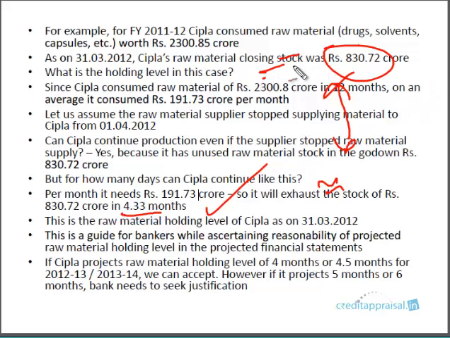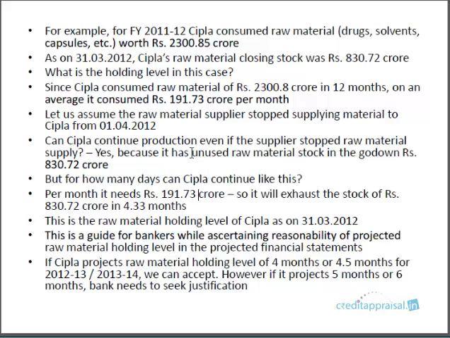But if you give this absolute value and say, is 830 crores reasonable for pharma industry? You cannot comment unless you know the size of the company. But this you can comment: 4.33 months for a pharma industry. Okay, it is reasonable. Straight away you can say, right? So for that comfort, bankers do this conversion. They convert the absolute figure into holding levels in months.